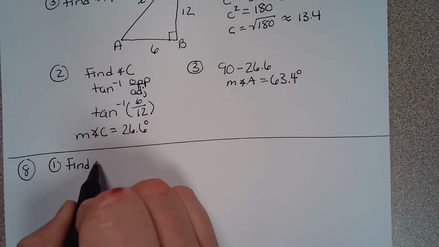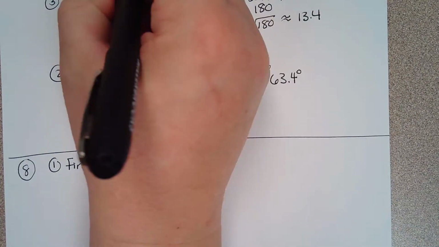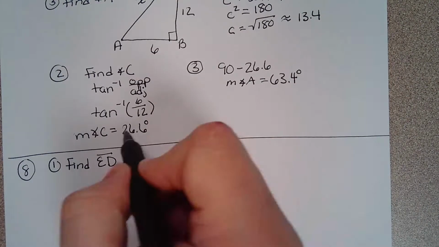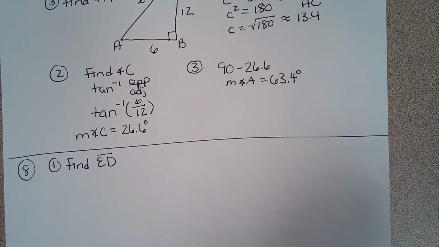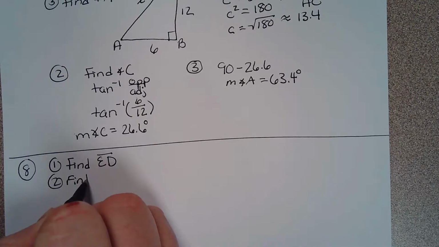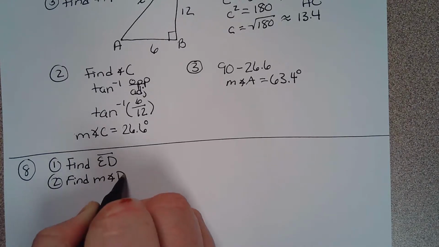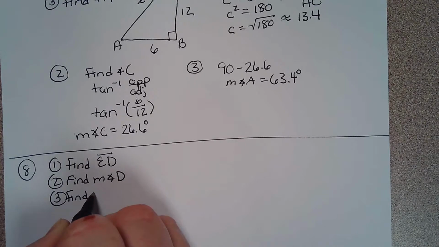So we are looking for the hypotenuse, which is actually ED. And I probably should have put this up here. This was AC. So we found AC over here in our number 7. So we have ED here. Number 2 is find the measure of angle D. And then number 3 is find the measure of angle C.